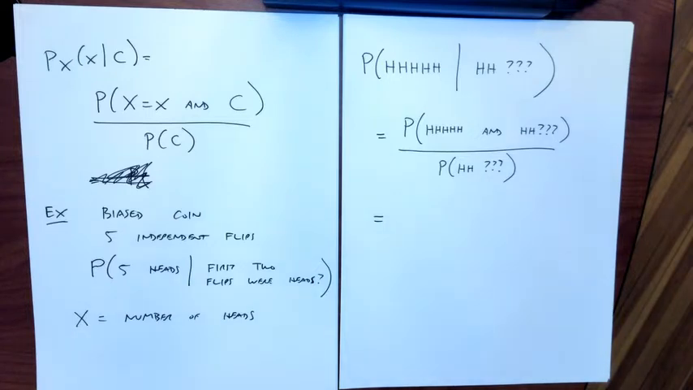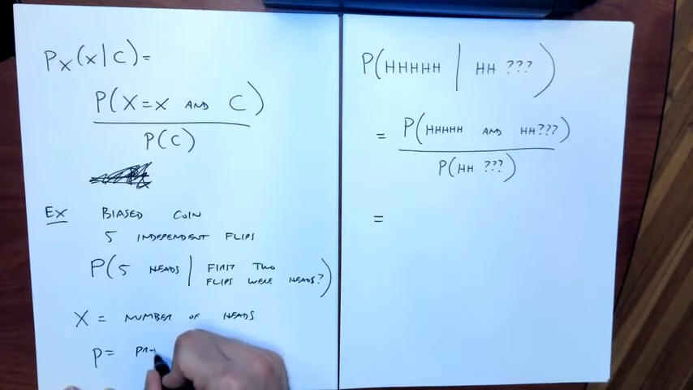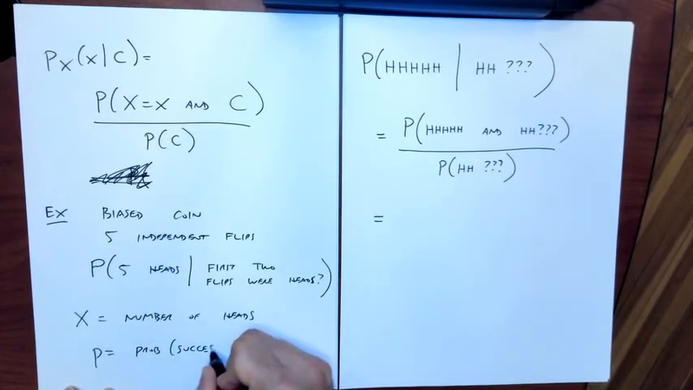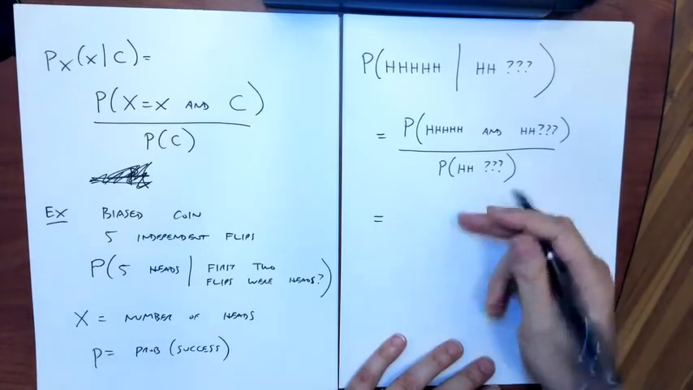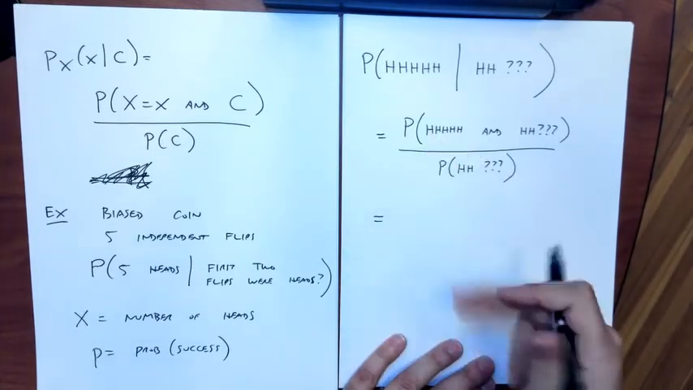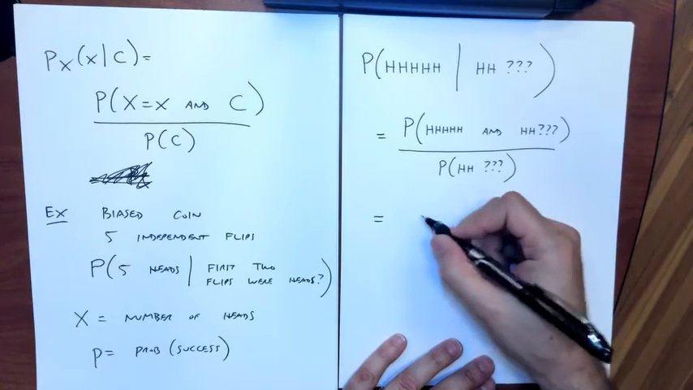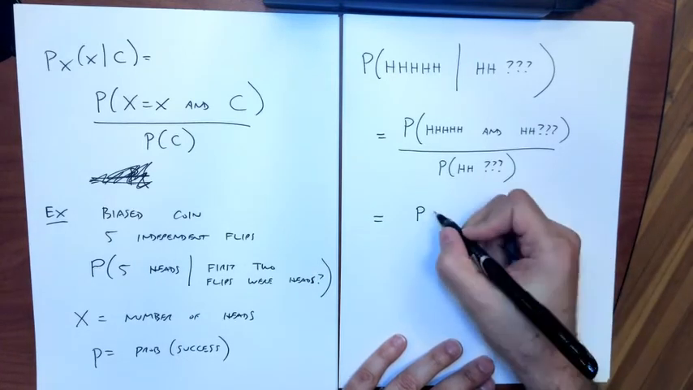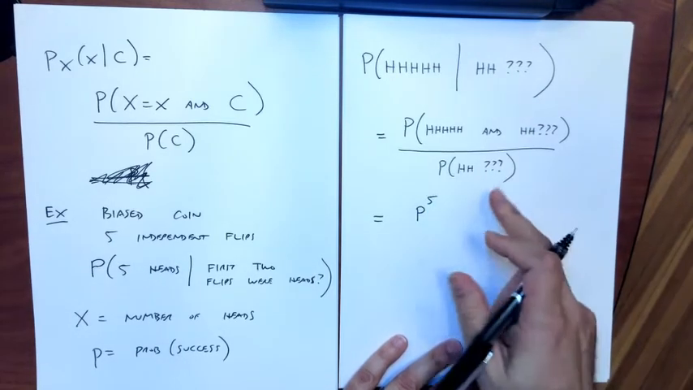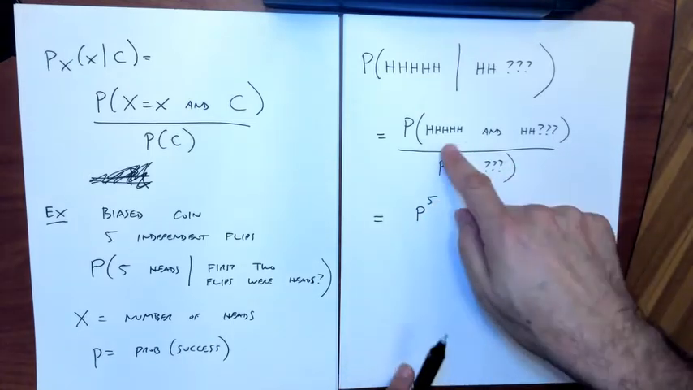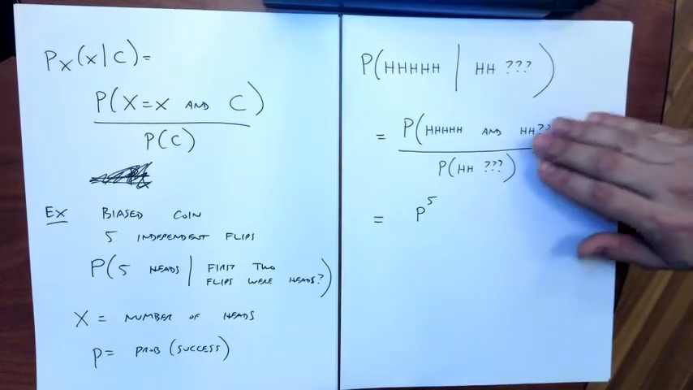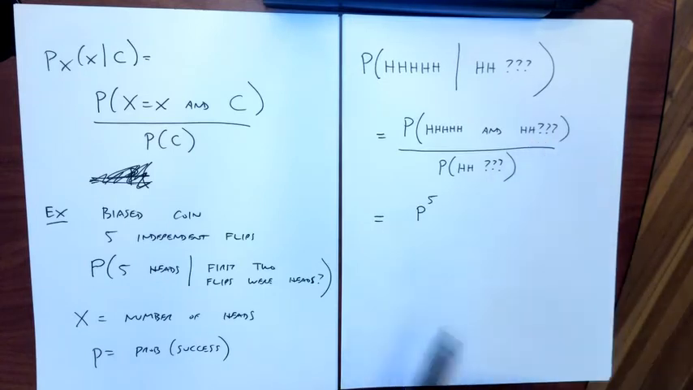Well, one way to think about this is saying, okay, if the probability of success is P, then the probability that I got 5 heads on the top is P to the 5th, right? And this is basically the same as this by itself, right? I can't get this without having that.